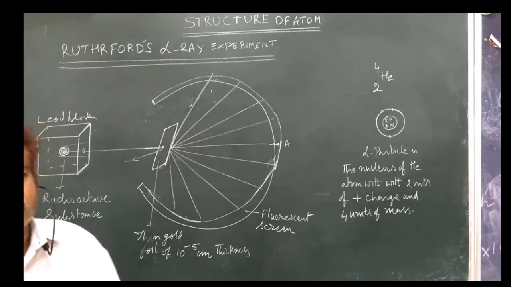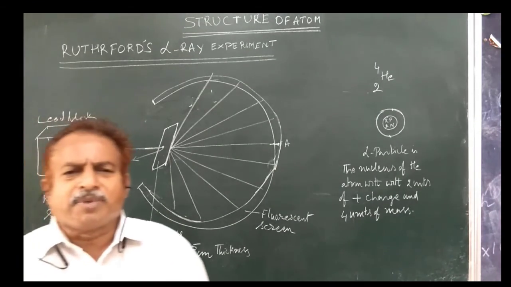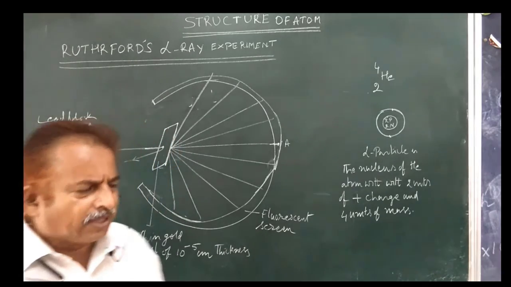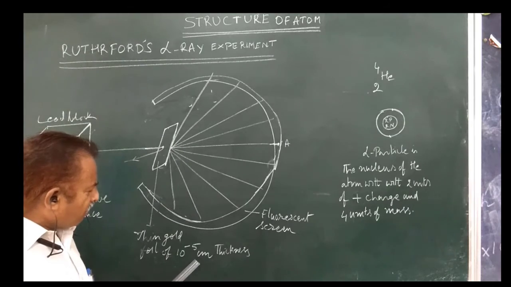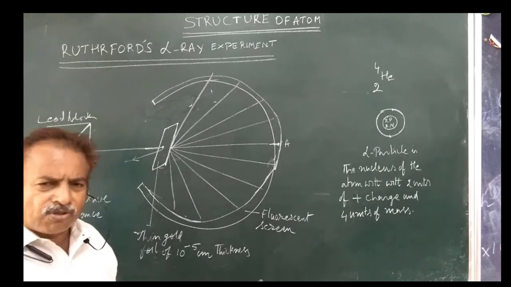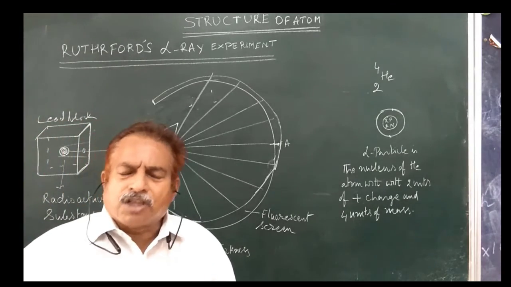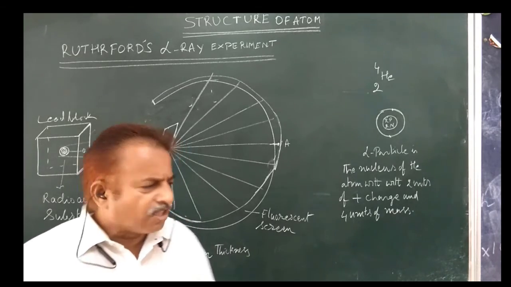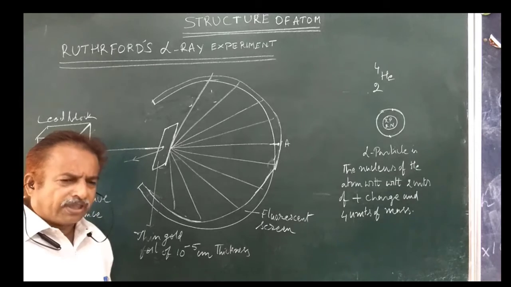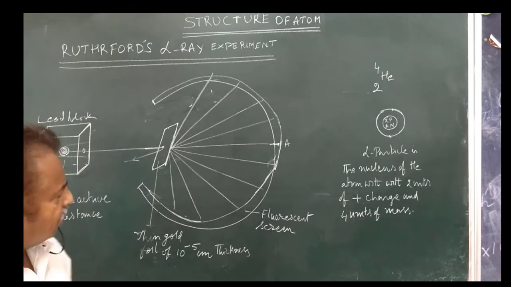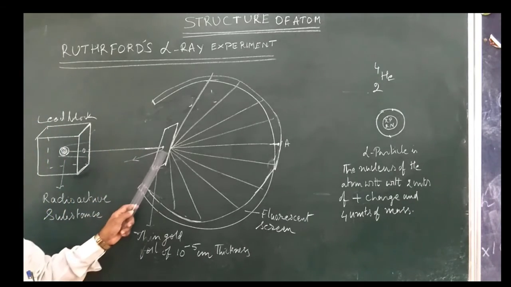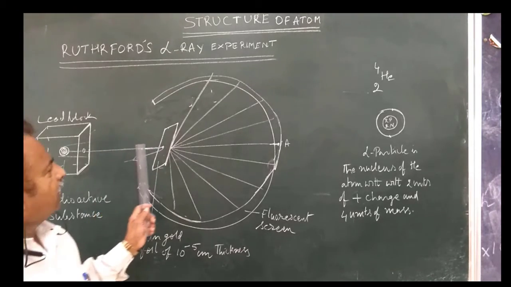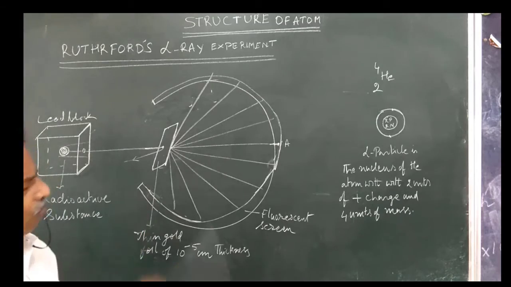Why is only gold used? Gold is highly malleable. It can be drawn into very thin sheets. A thickness of 10 to the power minus 5 centimeters is believed to have 1000 layers of atoms in such a thin sheet. Not only that, gold is highly inert. So the alpha particles fall on this gold foil, and they penetrate through this gold foil.